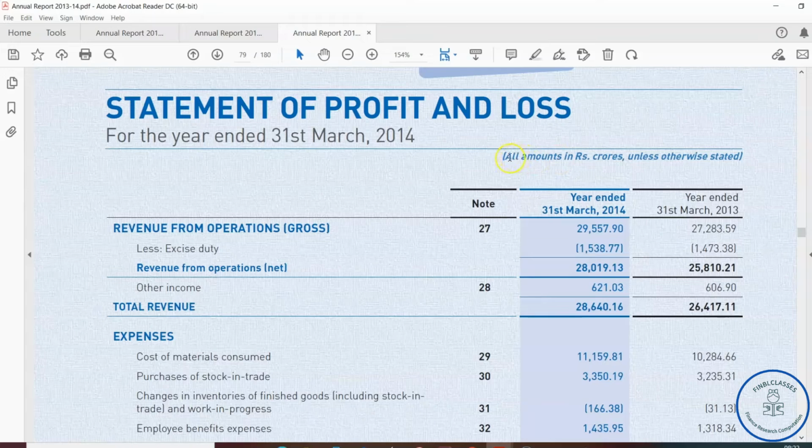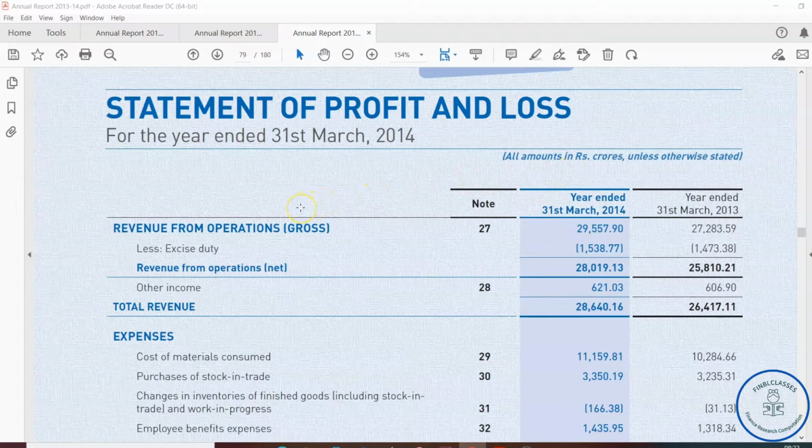Now the next thing that you have to see is the currency. In what currency have they given the amounts? Here they have given the amount in rupees crores, right? So 1 crore is equal to 100 lakhs. You can read on those areas, like converting the crores into lakhs also. For our purposes of interpreting, we just represent it as crores.